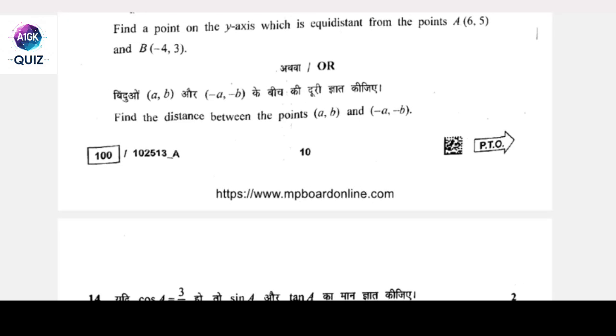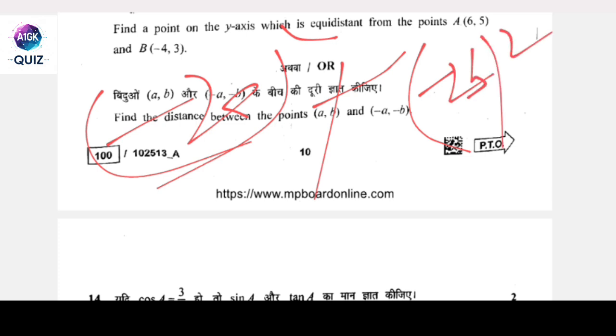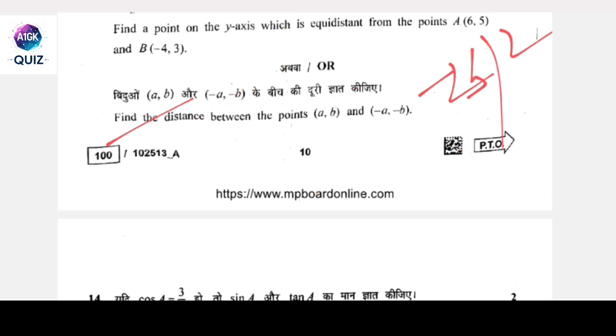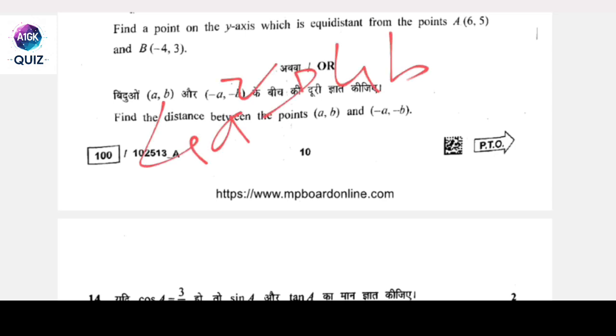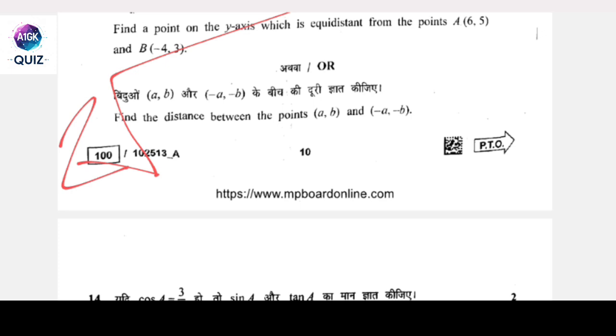Next question is find the distance between A, B and minus A, minus B. On putting the values in the distance formula, we get minus A minus A, that means minus 2A whole square, and minus B minus B, that is minus 2B whole square. Minus 2A whole square means 4A square plus 4B square under root. On solving the above, we get answer as 2 root over A square plus B square.